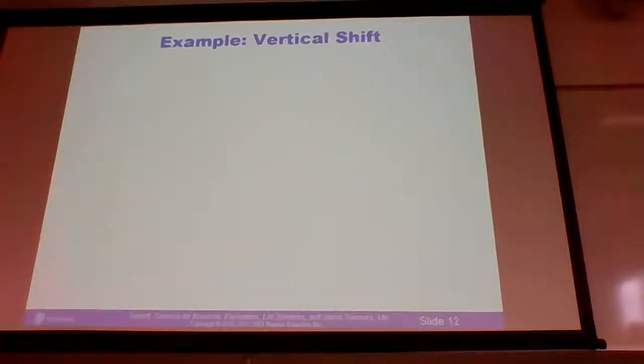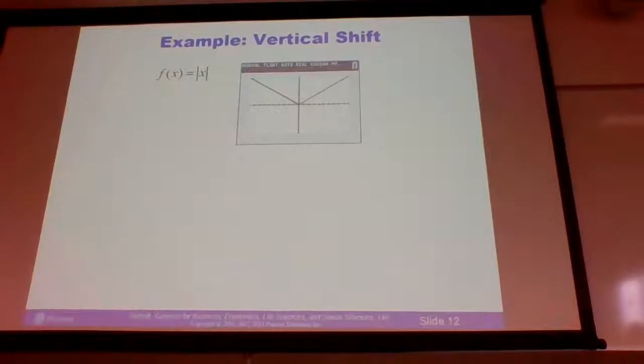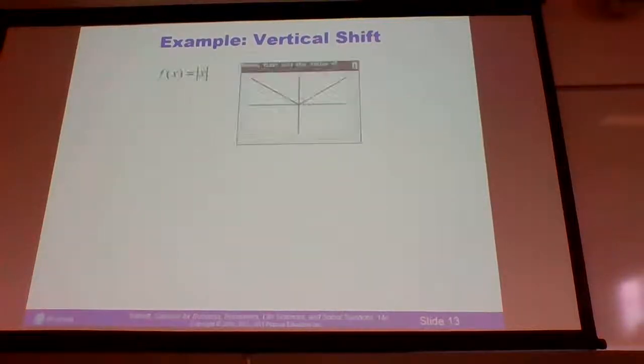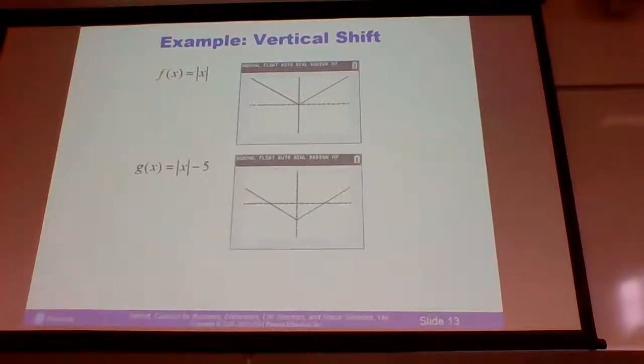So an example of vertical shifting is, there's our absolute value, original function. If I add 4, what's that function going to do? It's going to go up 4. Okay? There's our function again. If I subtract 5, what's going to happen? It's going to go down 5.